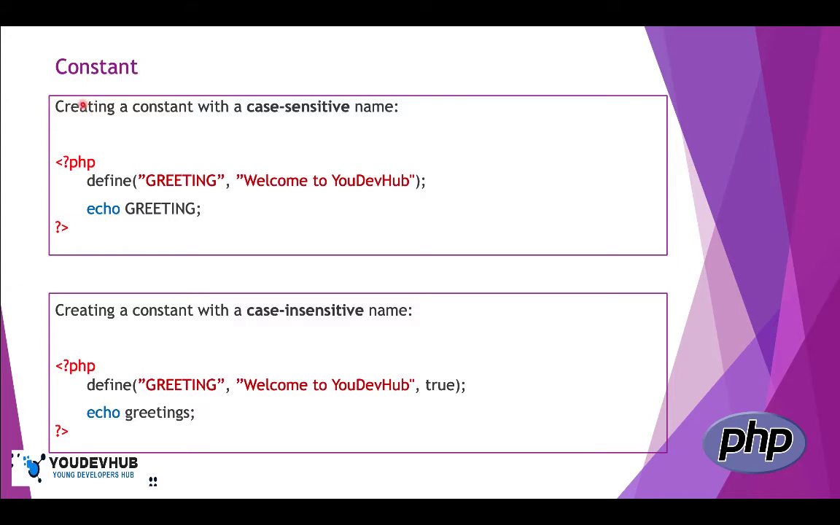If we are creating a constant with a case sensitive name, we have a constant defined as greeting, and we have the value of welcome to UDevOps. By default it comes as false. So for this first example, we're not going to attach any case sensitivity. But for the second constant we are creating, we are attaching case sensitivity true. If we make it true, it means whatever we have as the name must be what we also echo out. If we go to our text editor, we'll see what happens.